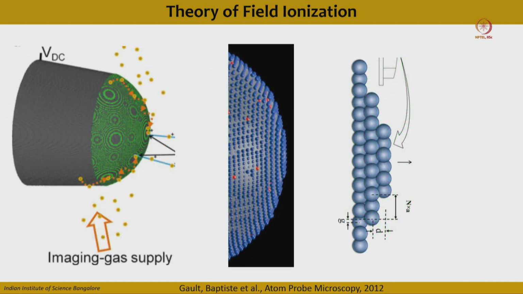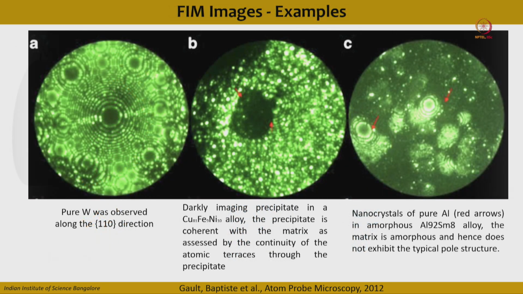Okay, so this is just another schematic in a little more detailed way. This is a high magnification image of that particular tip, which shows the terraces. This is nothing but the same principle that I have explained. These are some very nice examples which I have taken from this particular book. As I told you, the pure tungsten along the 110 direction has a symmetry of 110, and these are the concentric rings.